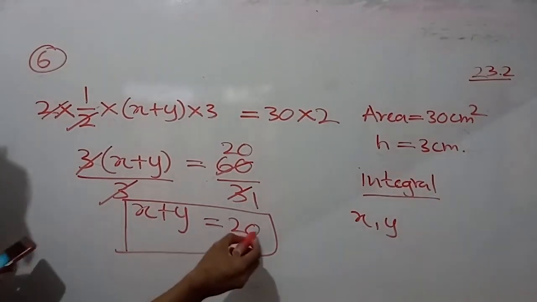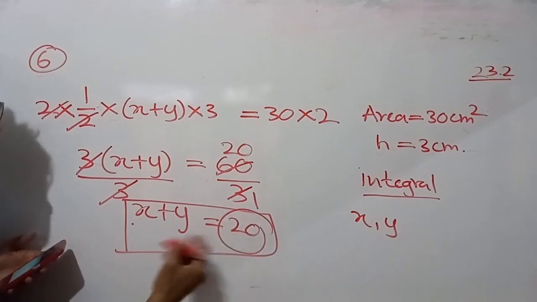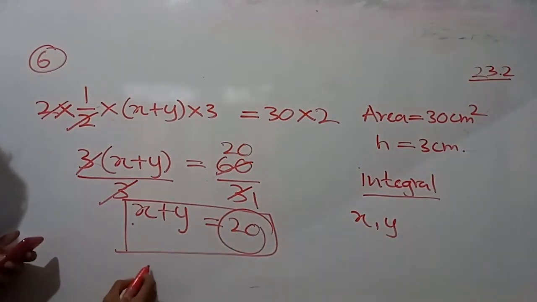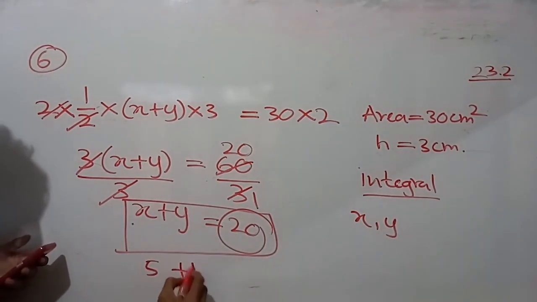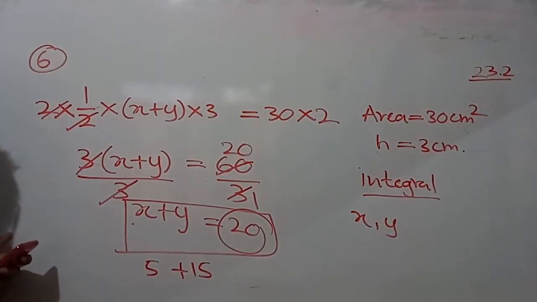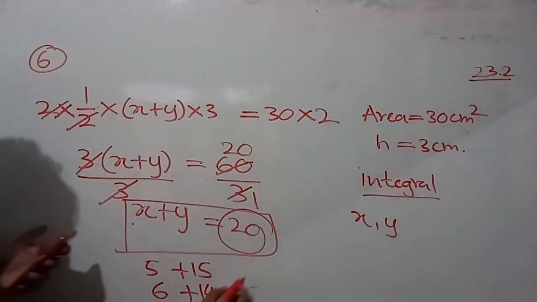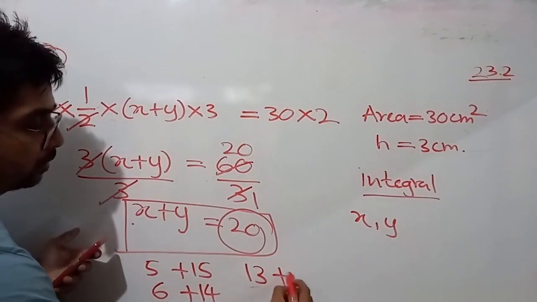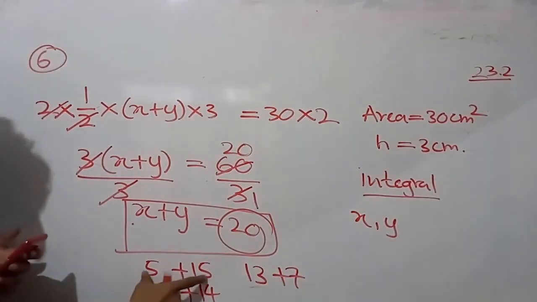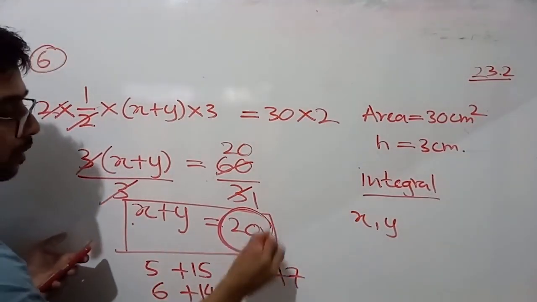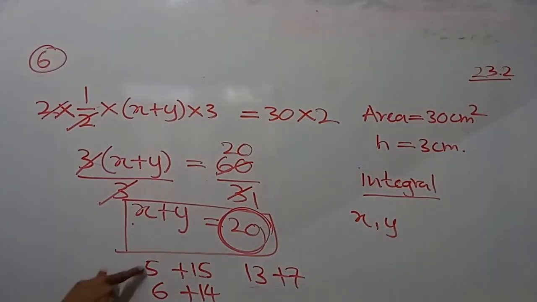What do you think? For x and y, we need two numbers that add up to 20. If we take 5, the other one will be 15. If we take 6, the other one will be what? 14. Right. Let's take 13 and 7. It is fine if we give any two sides whose sum is 20. Right? All of these lengths are in what? Centimeters. Right.